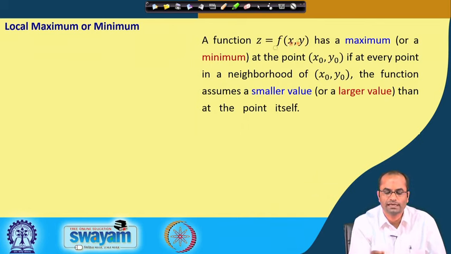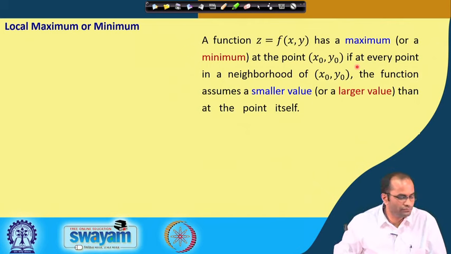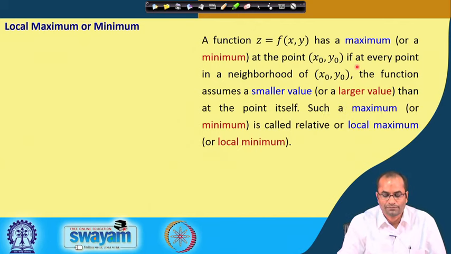So if a function has a minimum at this point, in that case all the points in the neighborhood, the function will take larger values than the value of the function at that point itself, and such maximum or minimum is called relative or local maximum, because we are not searching for the maximum and the minimum of the function in the entire domain, but we are talking about a certain point and checking its behavior locally.